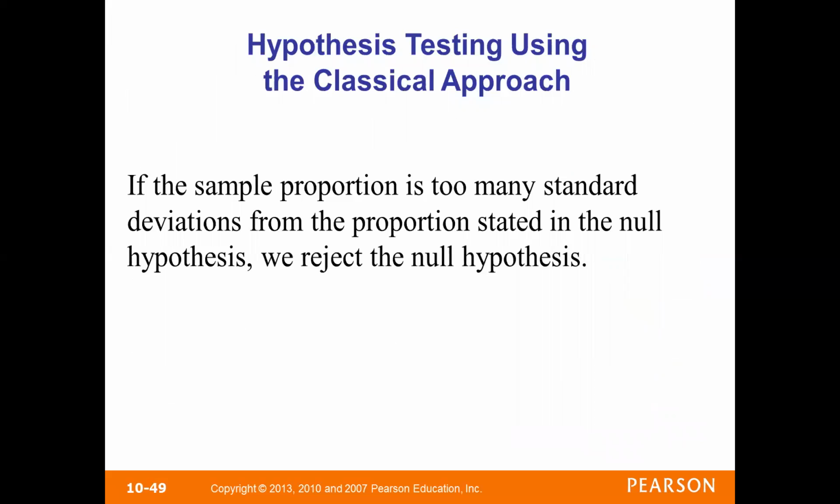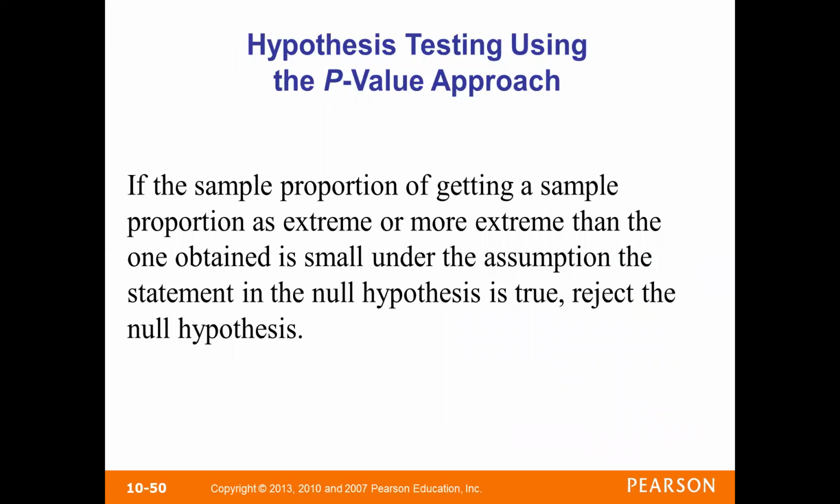In our classical approach, if the sample proportion is too far away from the mean, then we'll reject the null hypothesis, just as we did before, except now we're using proportions rather than averages. If the probability of getting a sample proportion as extreme or more extreme than the one obtained is small under the assumption that the statement in the null hypothesis is true.